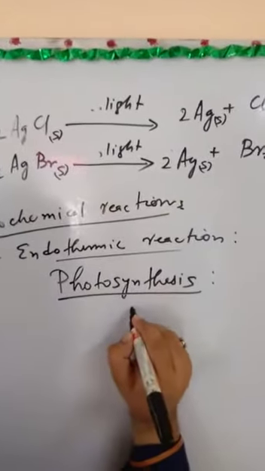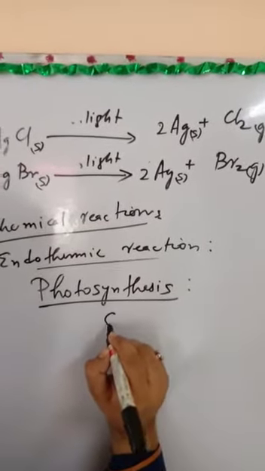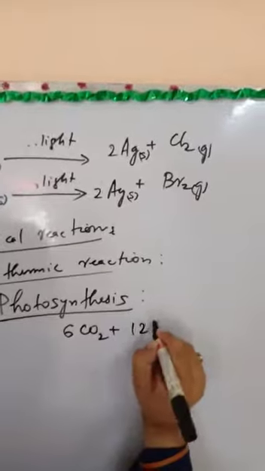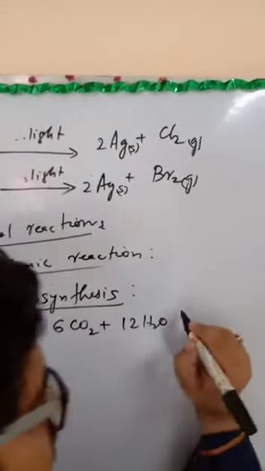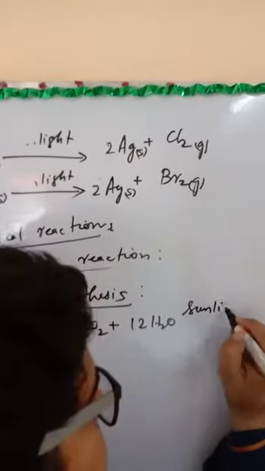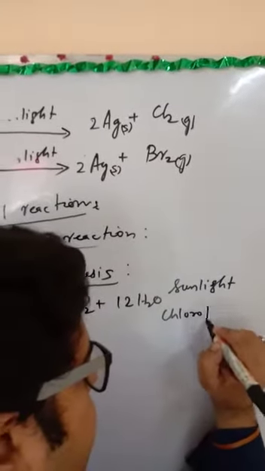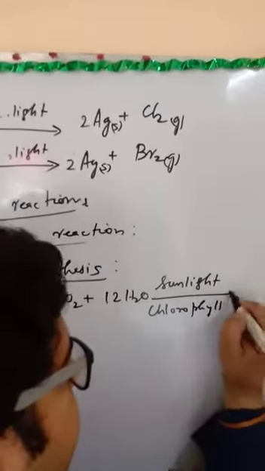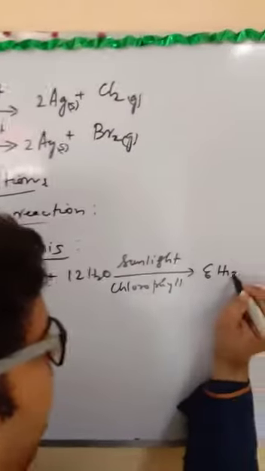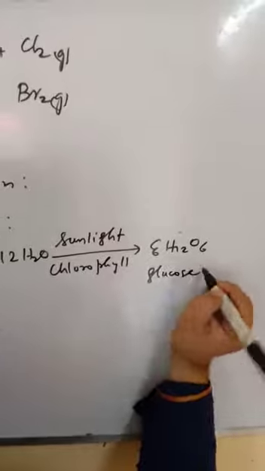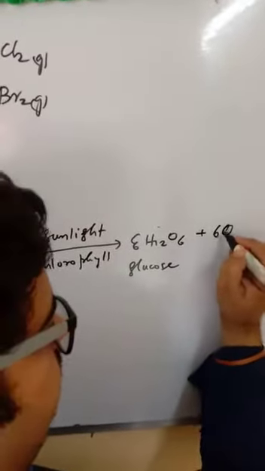Writing the equation, 6 CO2 plus 12 H2O. You need sunlight. You also need chlorophyll. You get C6H12O6. This is glucose. You get 6 molecules of oxygen.